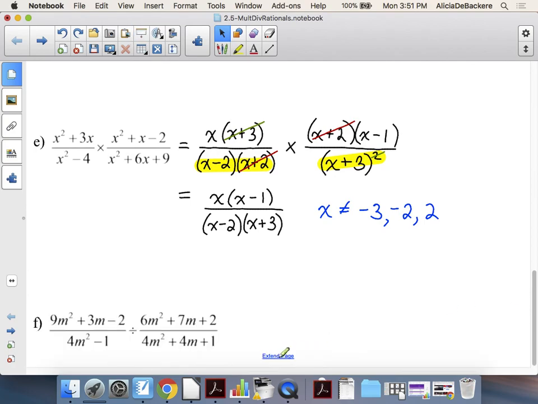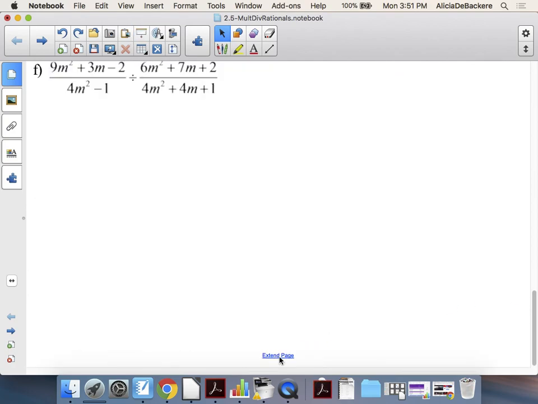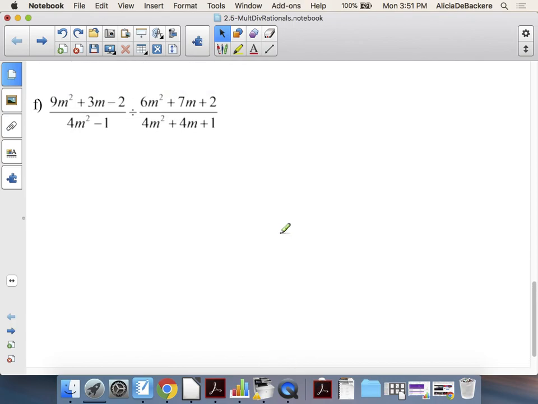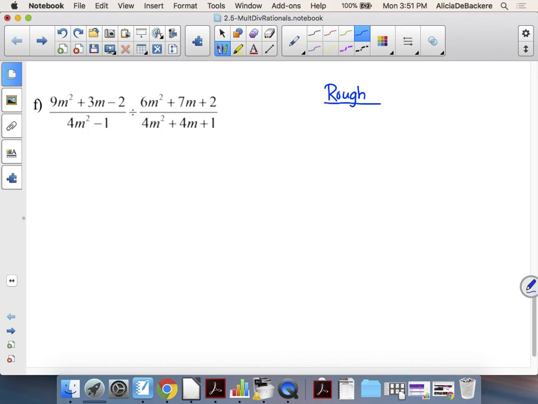All right, our last one. Similar to part E, these statements are not factored, and I can't just simply throw brackets around them and start canceling things. So I am going to try to factor these. Again, you might want to go off into some rough work. So I'm just going to put my rough work over here in blue.